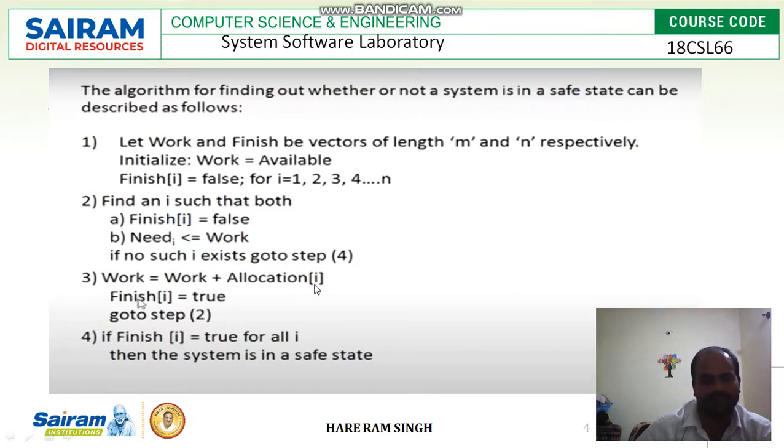Work equals work plus allocation. If need[i] is less than the available, then work will be equal to work plus allocation, finish[i] equals true, and go to step 2. If finish[i] equals true for all i, then the system is in a safe state.